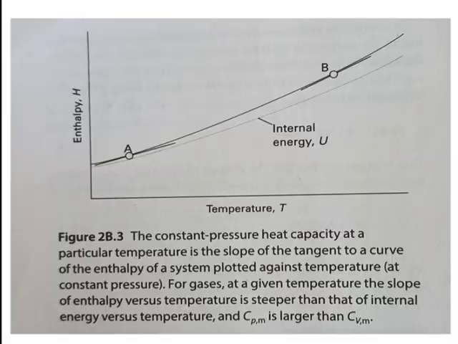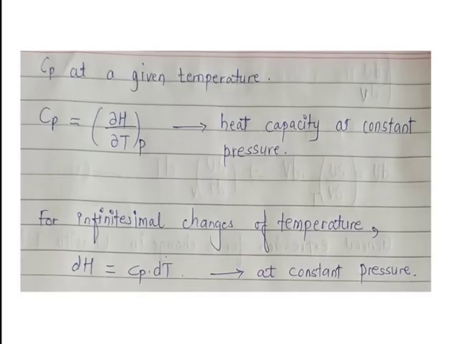So see, heat capacity at constant pressure is given by equation Cp, and heat capacity at constant volume is given by equation Cv. And now we have seen the definition of heat capacity at constant volume: dU by dT at constant volume. This is the equation of Cv. And Cp means dH by dT at constant pressure, and this is known as heat capacity at constant pressure.